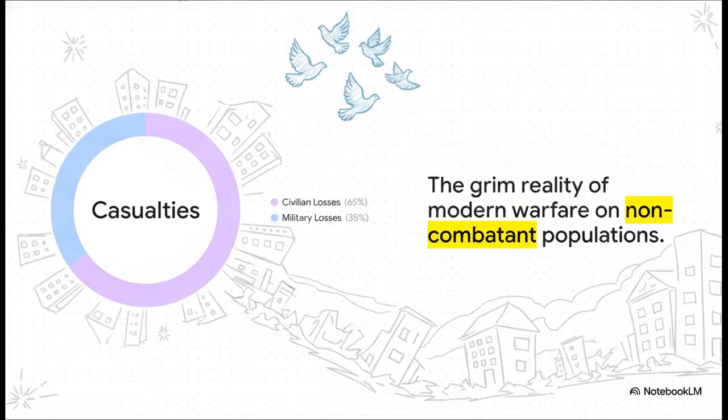And this brilliantly illustrates a truly grim reality of modern warfare, the disproportionate toll on non-combatants. With civilian losses accounting for an estimated 65% of total global casualties, the data clearly shows that this war did not stay on the battlefield, not even close. It was brought directly into the homes, the streets, and the cities of everyday innocent people across the globe, fundamentally blurring the lines between military and civilian targets.